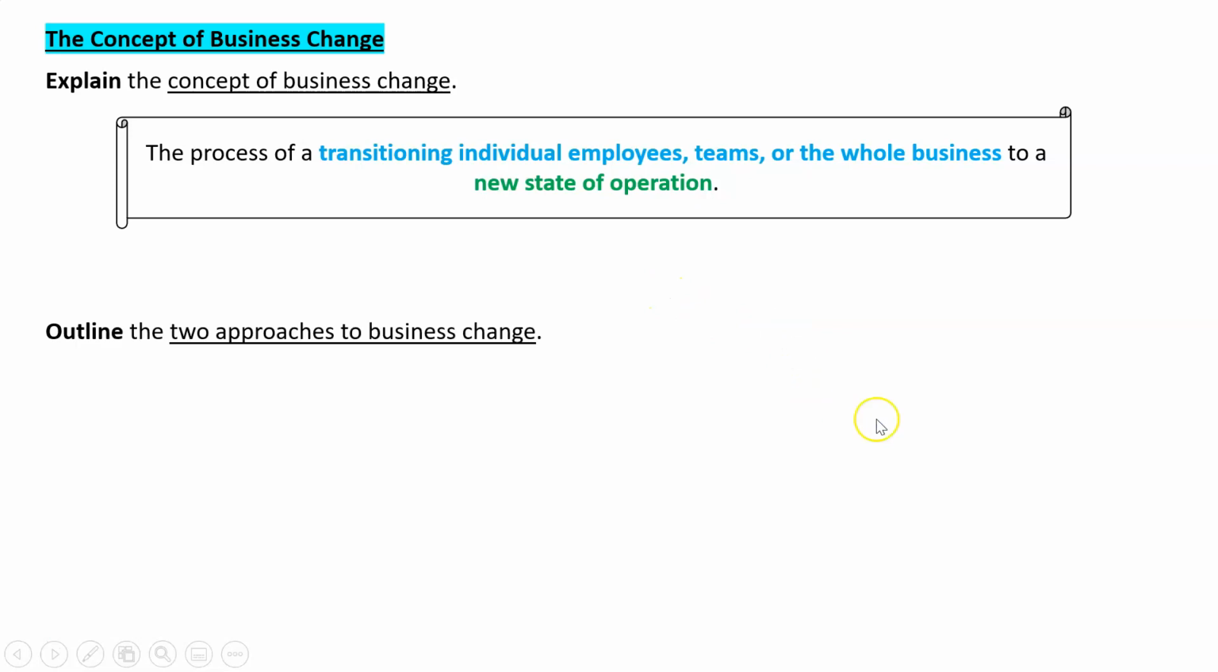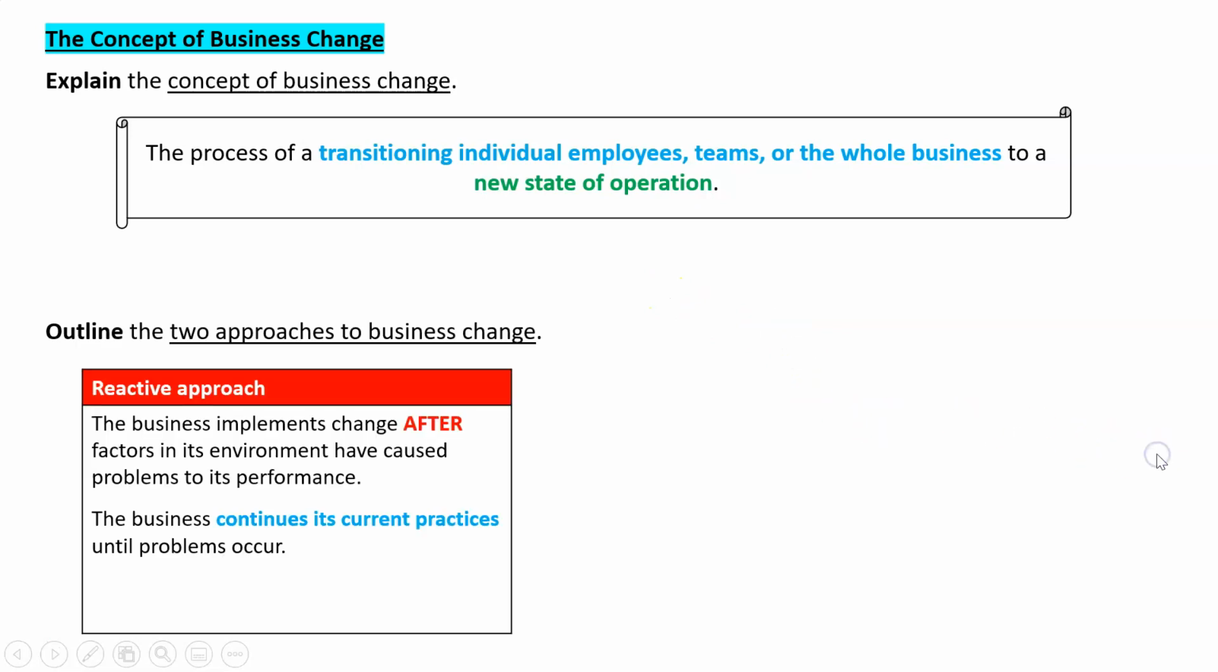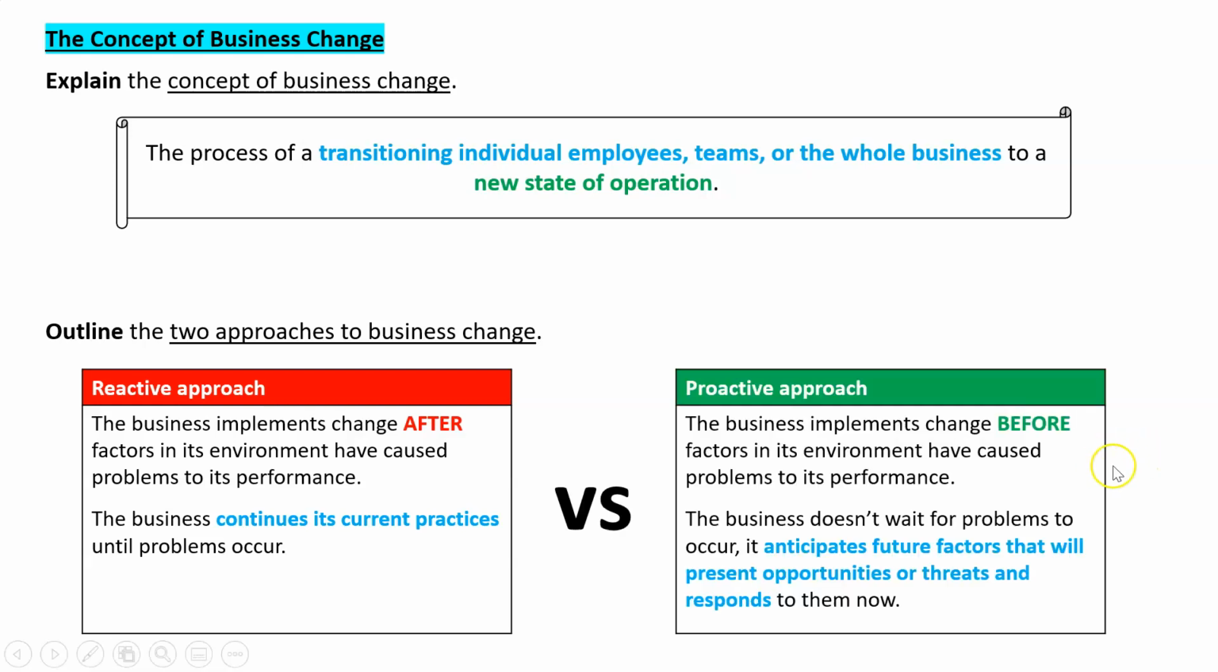And part of it is, well, there's kind of two approaches to that. Are you reactive? You implement change after things have gone wrong. Or are you proactive? You try and anticipate future opportunities before bad things have happened.